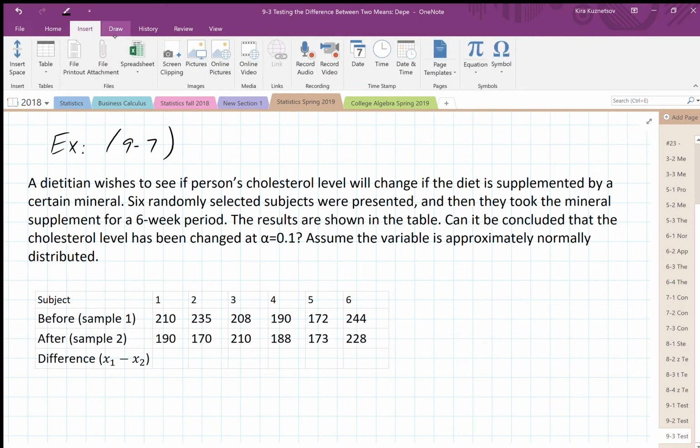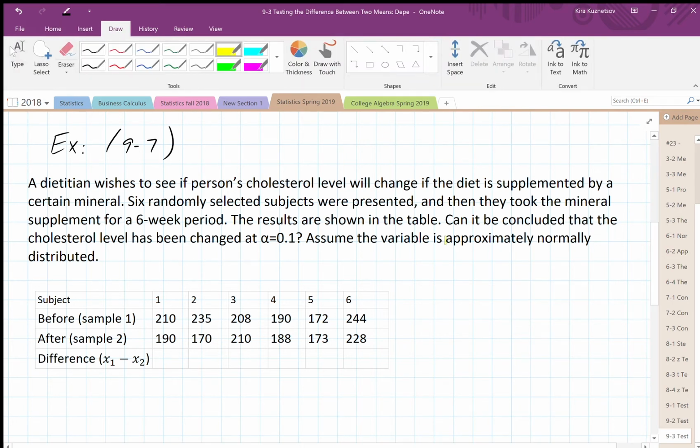Now, this approximately normally distributed allows us to even talk about a sample of n equal to 6. If we don't have that, we can't discuss any findings on n equal to 6. What else we have is, well, pretty much nothing else is given to us in the problem itself. The only other thing that I would want to highlight is the fact that it is a two-tailed test.